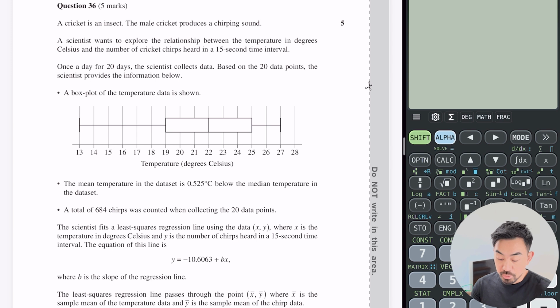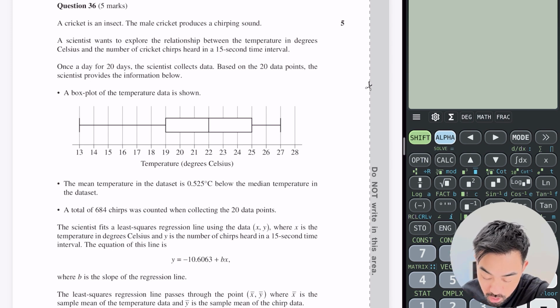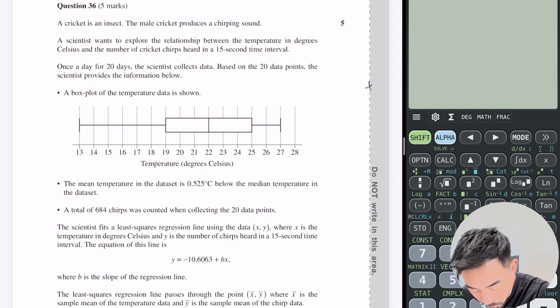All right, so the penultimate question, 36. A cricket is an insect. The male cricket produces a chirping sound. A scientist wants to explore the relationship between the temperature in degrees Celsius and the number of cricket chirps heard in a 15-second time interval. Once a day for 20 days, the scientist collects data. Based on 20 data points, the scientist provides information below.